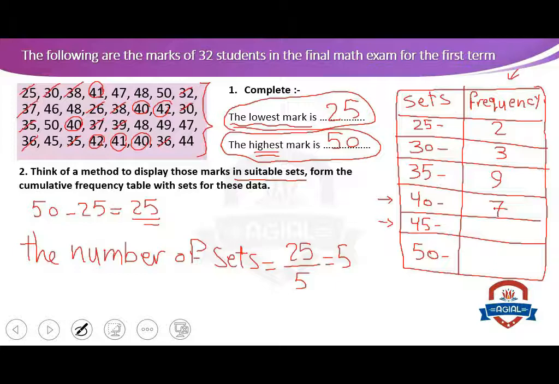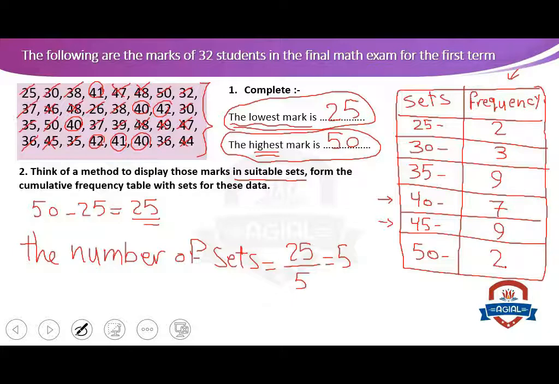And the next set starts from 45 to less than 50. So let's check the first row. We have 47 and 48, and we have 46 in the second row and 48, and in the third row we have 48, 49, and 47 and 45. So we have 1, 2, 3, 4, 5, 6, 7, 8, 9 students. So we have 9 students, and the last set starts from 50 to 55. So we have 1 and 2. So we have just 2 students.